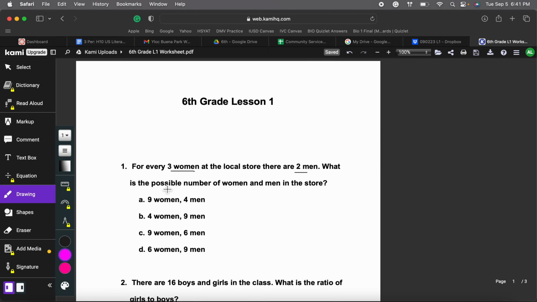So in this case, let's look at A. So it says 9 women and 4 men. So yeah, 3 times 3 is 9. So that means 2 times 3 would have to be 6. But that doesn't match here.